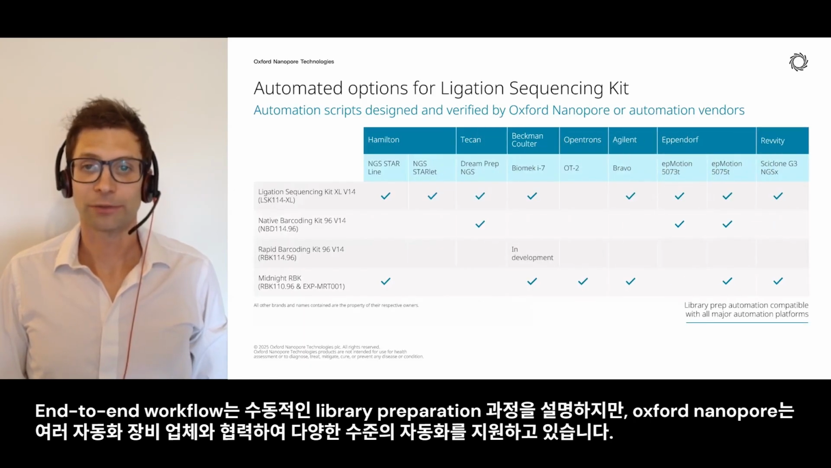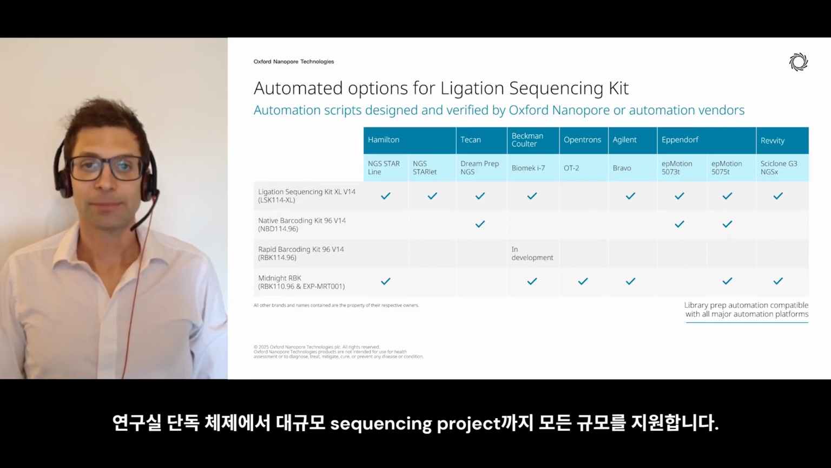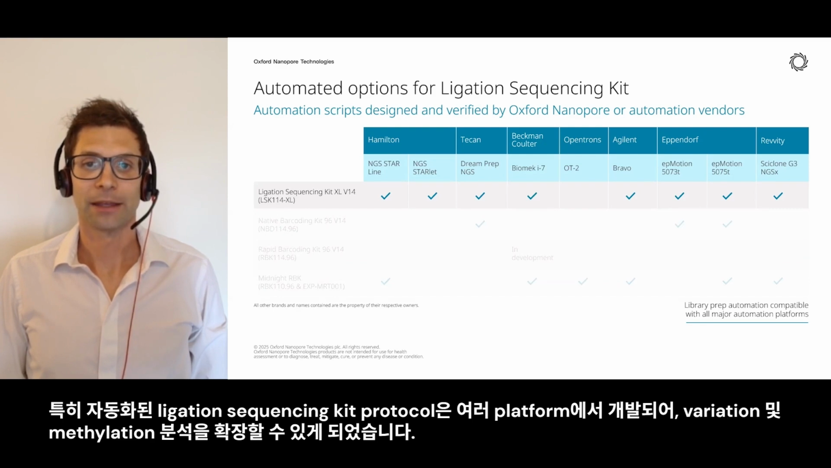While our end-to-end workflow describes the library preparation in a manual fashion, at Oxford Nanopore, we have partnered with multiple automation vendors to support the automation needs of our users. These partnerships enable support at every level of throughput, from standalone systems within research groups to high-throughput integrated systems for population-scale sequencing projects. In particular, an automated ligation sequencing kit protocol has been developed on several available platforms, opening the possibility of scaling up projects aimed at detecting variants and methylation in human samples.